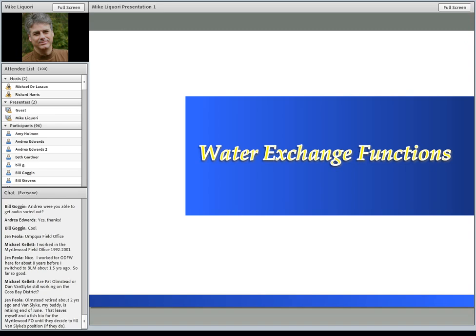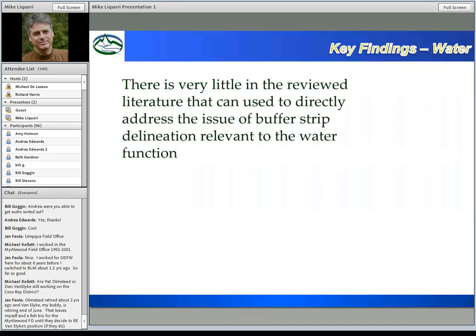I'm going to briefly touch on water exchange functions. We talked about this in the riparian literature review. Basically, the take-home message was there was very little in the reviewed literature that can be used to directly address the issue of buffer strip delineation as regards to water.